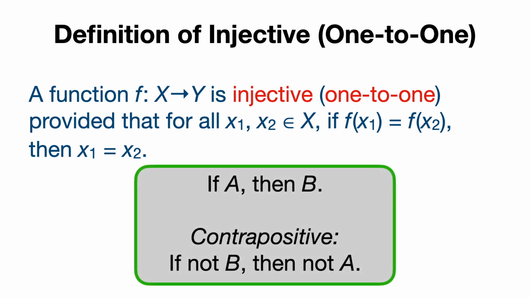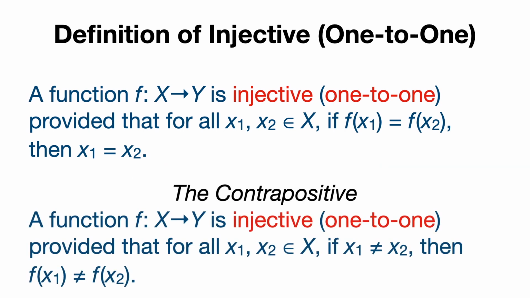You may know from the study of logic that an if-then statement is equivalent to its contrapositive. We get the contrapositive of an if-then statement by interchanging the hypothesis and the conclusion and negating them both. The statement if A then B is logically equivalent to if not B then not A. In the case of our definition of injectivity, we get the equivalent contrapositive: if x1 is not equal to x2, then f of x1 is not equal to f of x2. That is, if we plug in any 2 different elements of the domain, we get 2 different elements of the codomain.